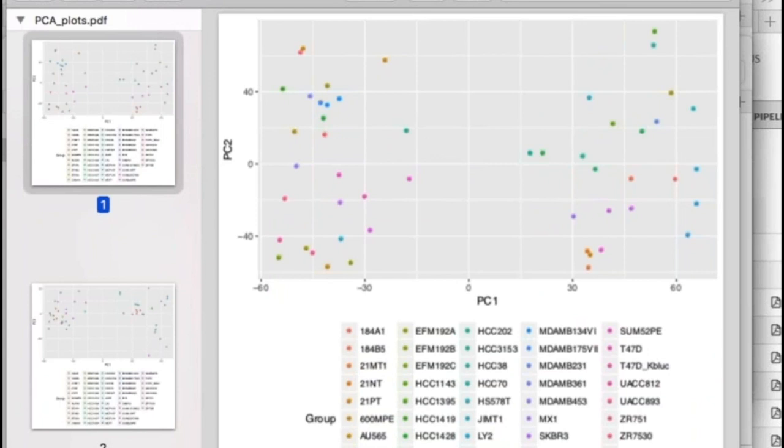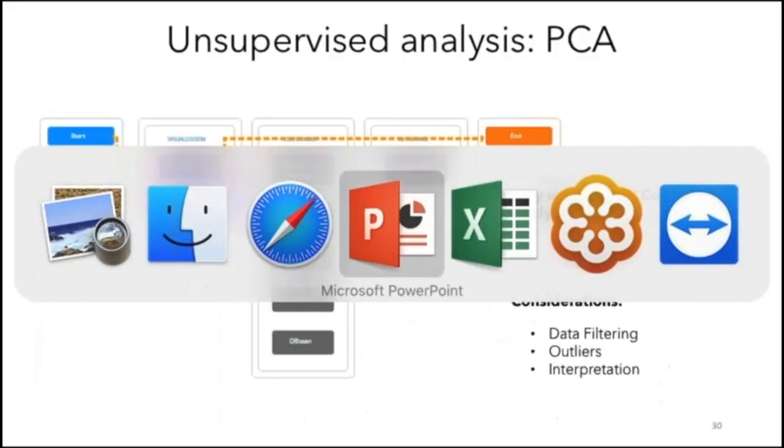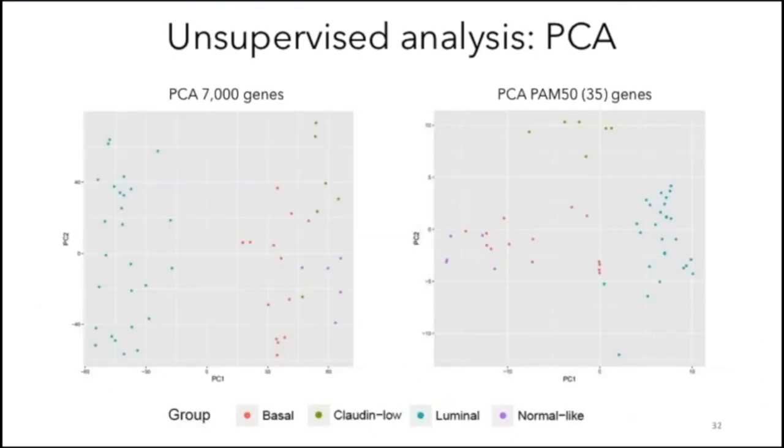and see our samples on the plane. So it's just the optimal projection of our 7,000 dimensional data to the plane. And here we see two groups. So this is the first group, and this is the second group. Just some natural division. And let me return to the presentation.